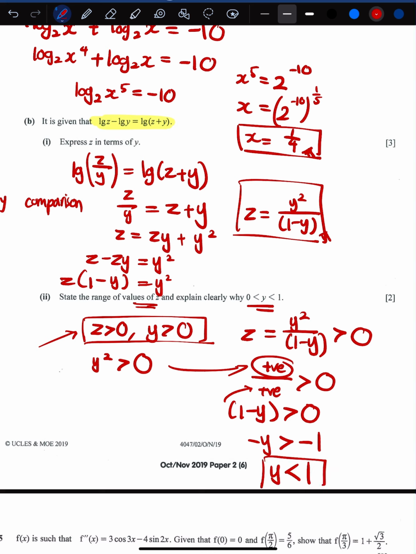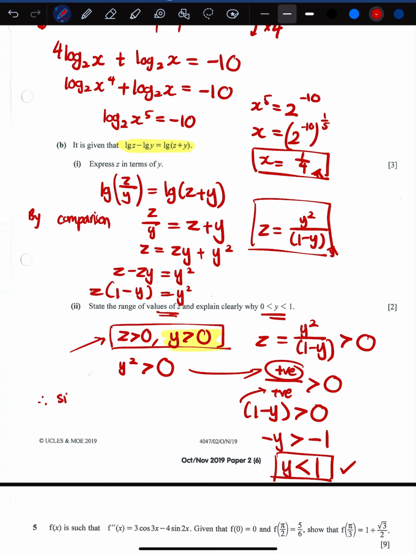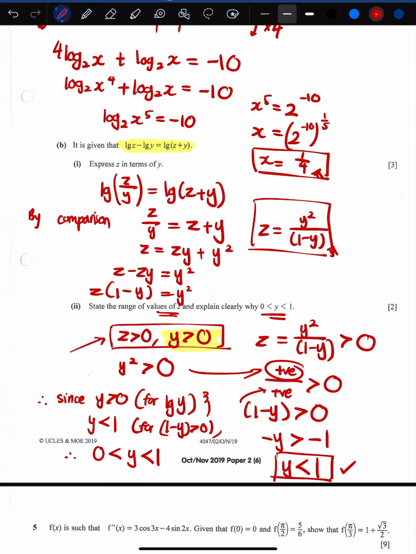So here we can see that, okay, we have y is less than 1, so that my denominator can be greater than 0. And at the same time, my y also needs to be greater than 0 because of the restriction of my logarithm function. And therefore, we can conclude that since y has to be more than 0, this is for log y, right? And y has to be less than 1 for 1 minus y to be more than 0. We can conclude that, therefore, y has to be greater than 0 but less than 1. And as such, we have proven.